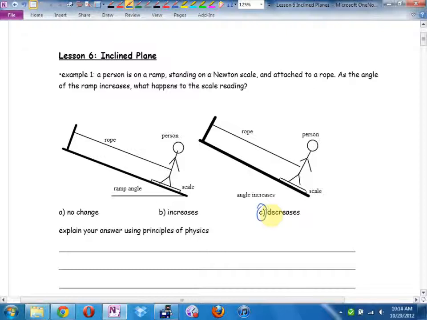The best way to look at this is look at the 2 worst case scenarios. Flat and vertical. Because it has to continue in a smooth stream between those. I haven't stood on a ramp before, but I can imagine vertical and I can certainly imagine flat. I've stood on flat. What does a scale measure? Key idea. What this question really is asking is, what happens to his normal force? You with me so far?